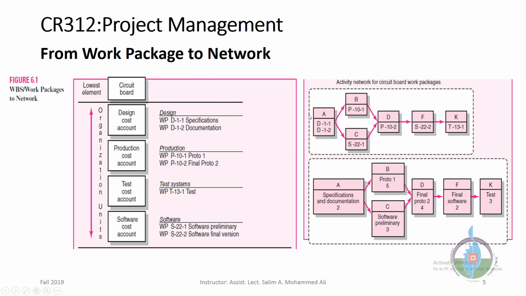On the right side, we have two types of networks. They are the same, but instead of using the actual work package names, we use the coding here. The project network is composed of two things: activities and arrows. The arrows represent the time flow from one activity to another activity. Okay, let's go to the next slide.